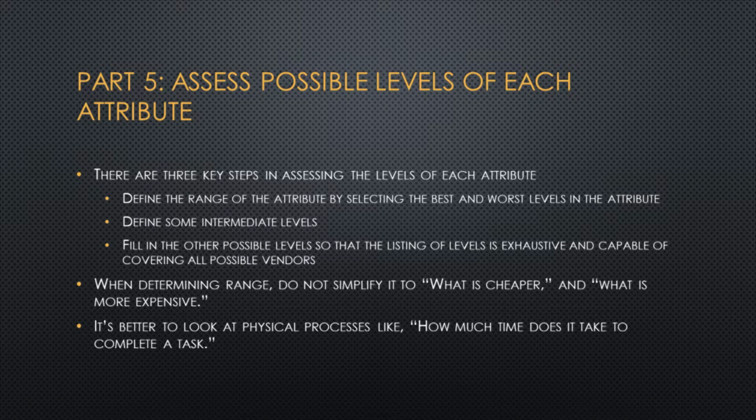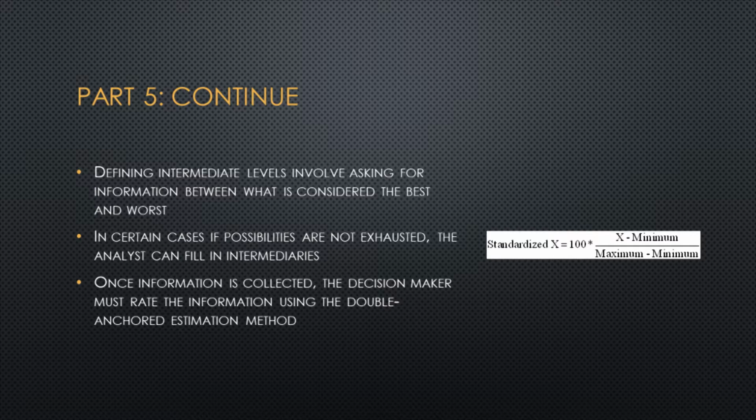Then we need to determine the intermediate levels. That means asking, when using this piece of software, we found that it takes about 3 minutes. When using another piece of software, we found that it took about 4 minutes. This is what you as the analyst need to point out to give them the possibilities. And when it comes to other intermediates, as the analyst, you can come up with certain things that the clients themselves may not have thought of. But once all the information is collected, then you have to start rating the information using the double anchor estimation method.